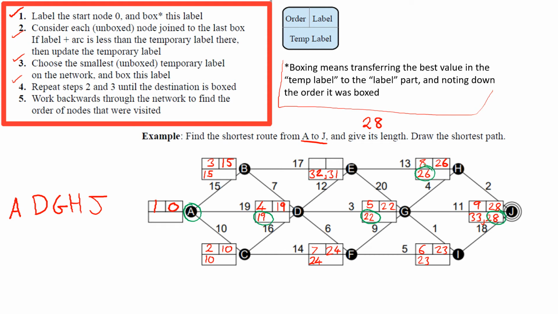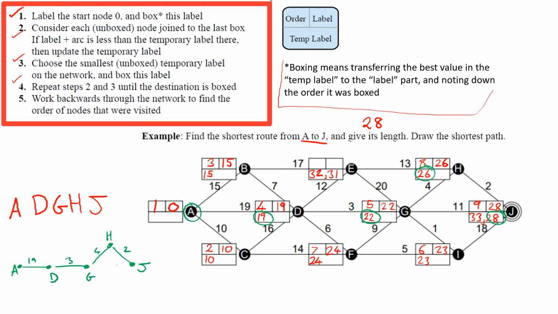If we wanted to draw it out, we would have something that looks like this. Oh, wait. So AD, I've got to write this properly, ADG, H and J. And the lengths there were 19, 3, 4 and 2. So yeah, that is Dijkstra's algorithm. It's confusing to start, but it's very straightforward to go through once you've got the idea of that. Box a label, check the labels, box the label, check the labels.